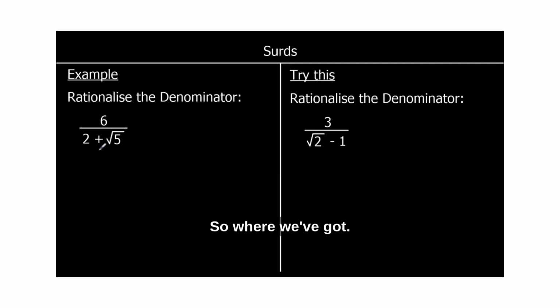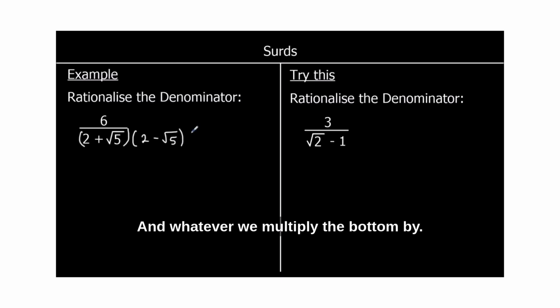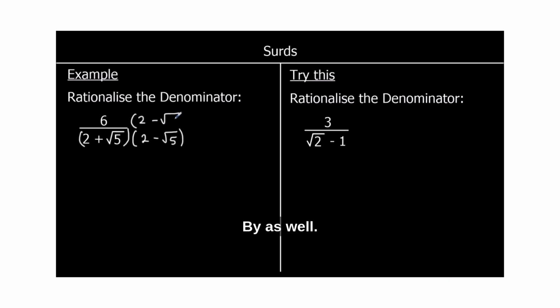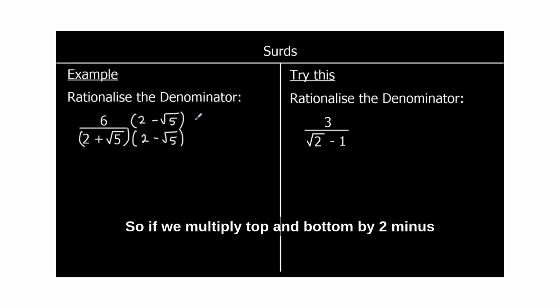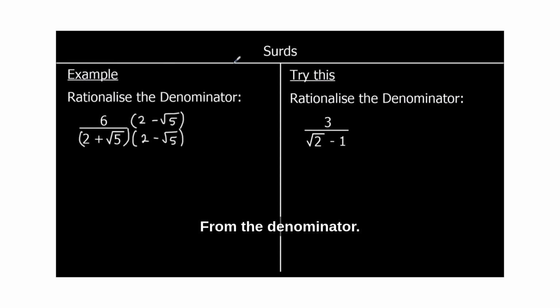So where we've got 2 plus root 5, we're going to multiply by 2 minus root 5. And whatever we multiply the bottom by, we have to multiply the top by as well. So if we multiply top and bottom by 2 minus root 5, we're going to get rid of the surd from the denominator. So let's do these multiplications.